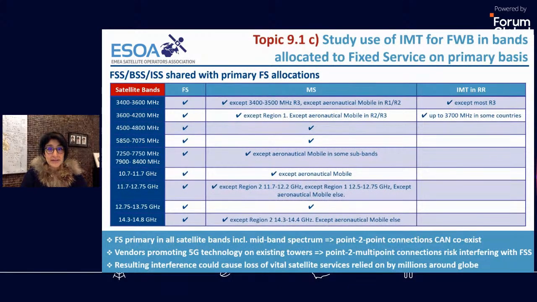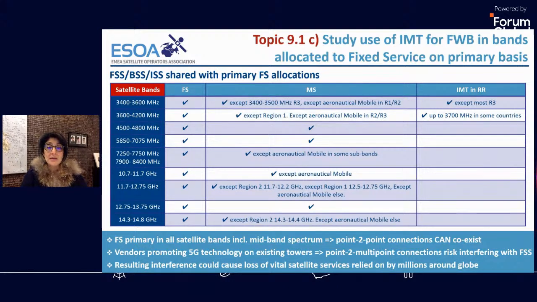The other issue for us is, of course, topic 9.1c, which is studying the use of IMT for fixed wireless broadband in bands allocated to the fixed service on a primary basis. Here I'd like to highlight that the fixed service is primary in all FSS and BSS allocated bands, including the midband spectrum. The reason for this is historical. Of course, point-to-point connections can coexist with satellite.